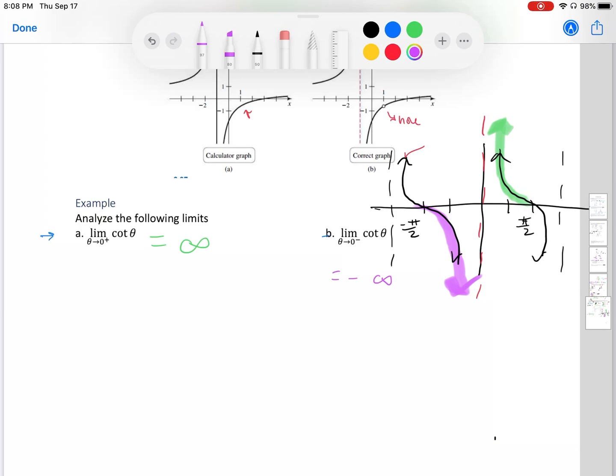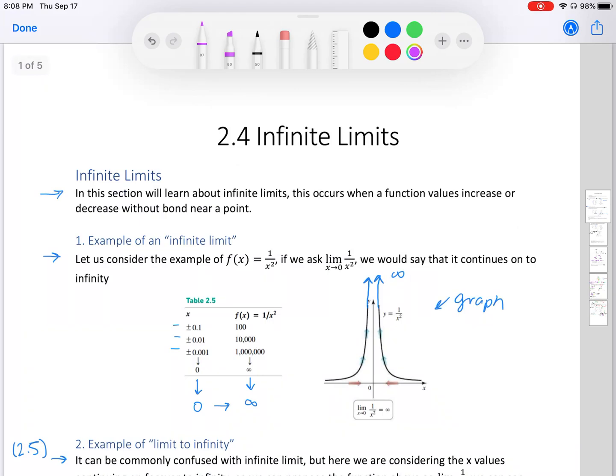So just like our rational functions, our trigonometric functions follow the same rules of limits that we established in this section. All right, that's it for section 2.4. Thanks.